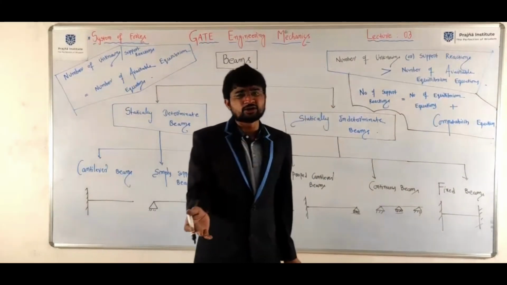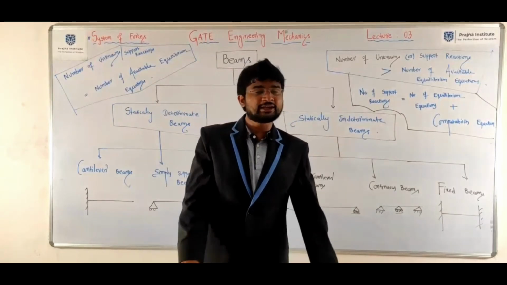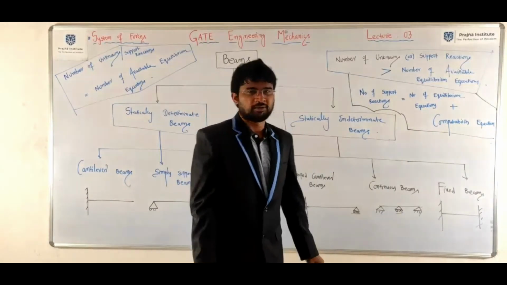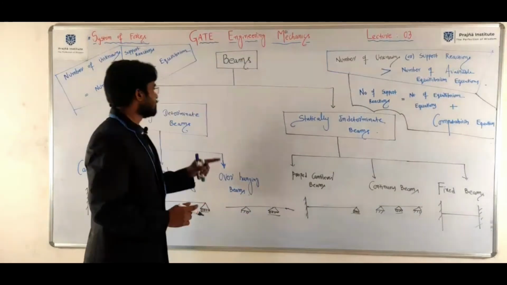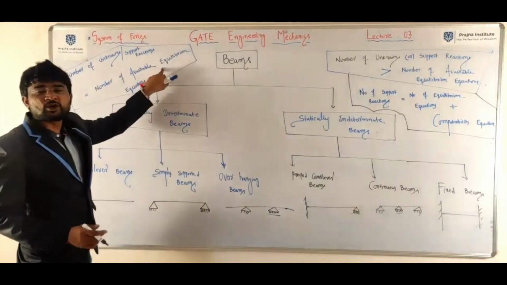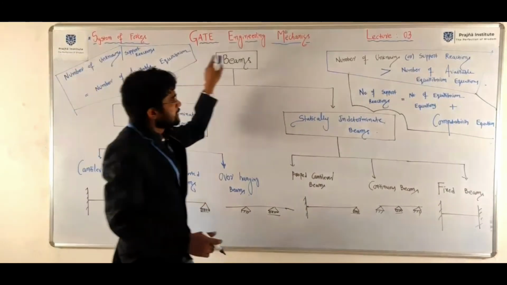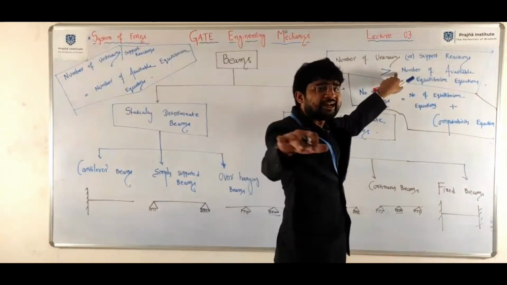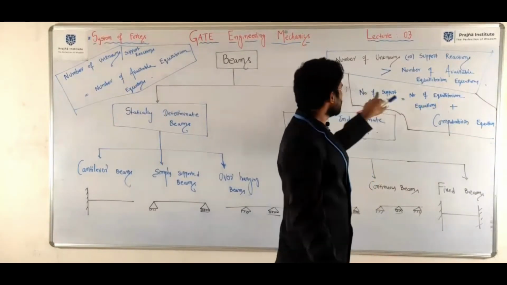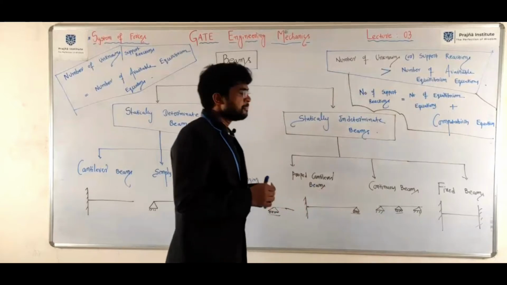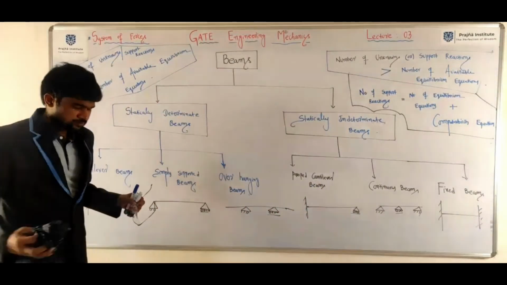Okay, to solve unknowns, the number of unknowns must become equal to the number of available equations. Then only you can solve the problem. That is the basic rule in solving a system of equations. If it is not the case, you need to introduce one more equation, that is the compatibility equation, to calculate all support reactions.